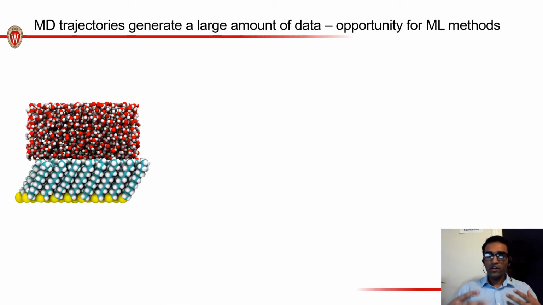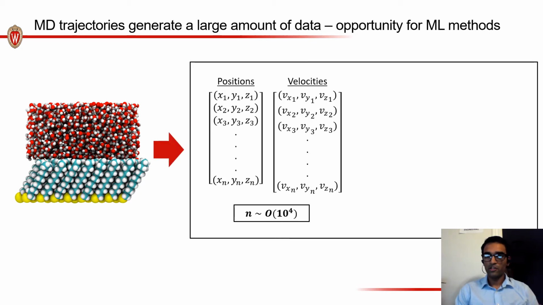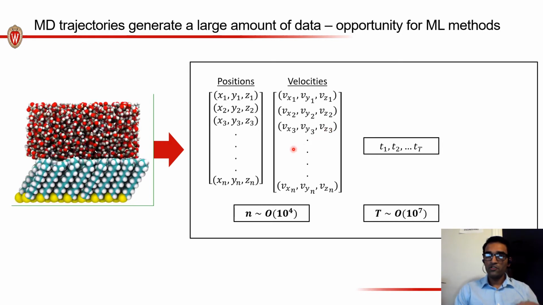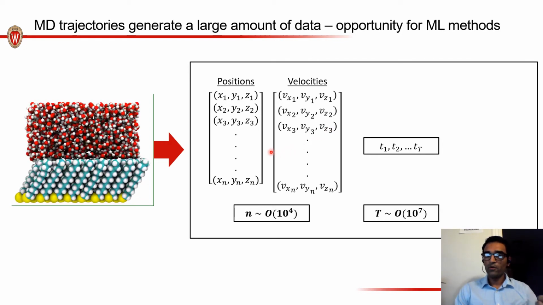So I'll first try to motivate why molecular dynamics is a great opportunity to use a lot of these new modern machine learning methods. If you look at a typical molecular dynamics simulation, you have around 10 to the power 4 molecules, and each of these molecules will have distinct positions and velocities, and then you keep on simulating these molecules over and over again for say t time steps, and t could be on the order of 10 million time steps.